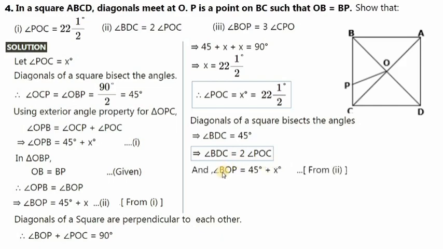And the last one is angle BOP is 45 degrees plus x degrees as per equation number 2. Now, all of you know the value of x is 22.5, right? So this is double of POC, this is 2 times POC, and this is equal to angle POC. So double of POC plus POC will be 3 times POC, and that in turn will be equal to CPO. I hope this is clear. So we now have the third part being proved.